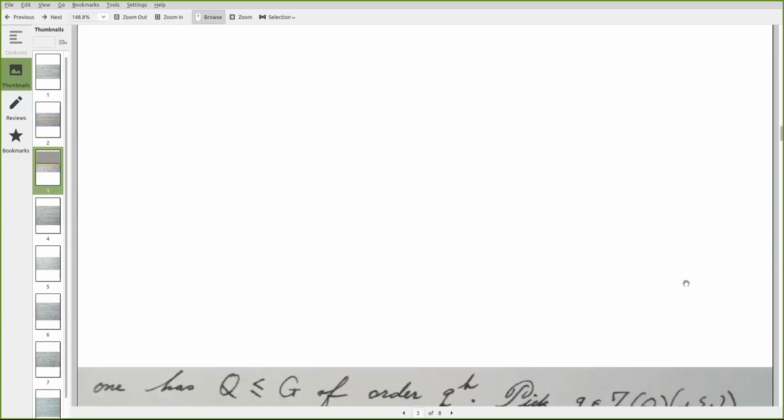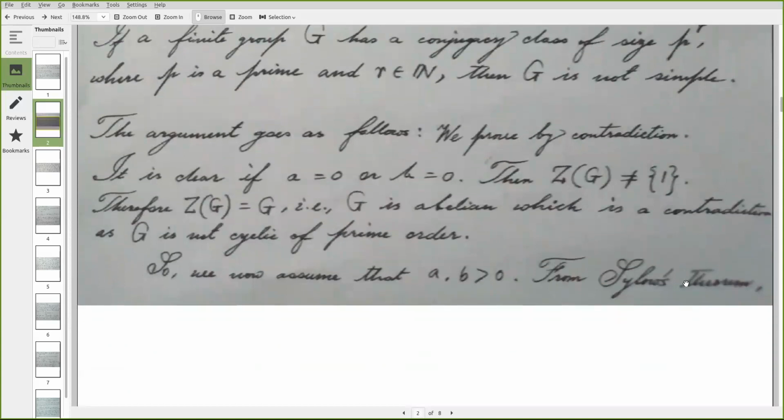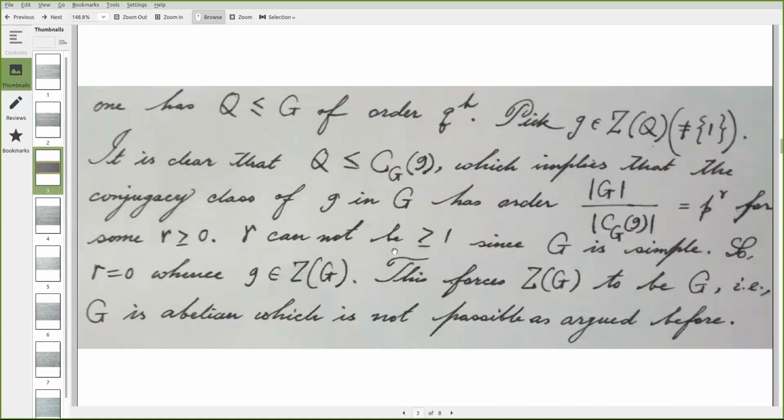But here, while proving the theorem by contradiction, we prove G is simple. So that shows that here R cannot be greater or equal to 1. Otherwise it cannot be simple, which is a contradiction. So R has to be 0. What does that mean? R is 0, that means that G is the centralizer.